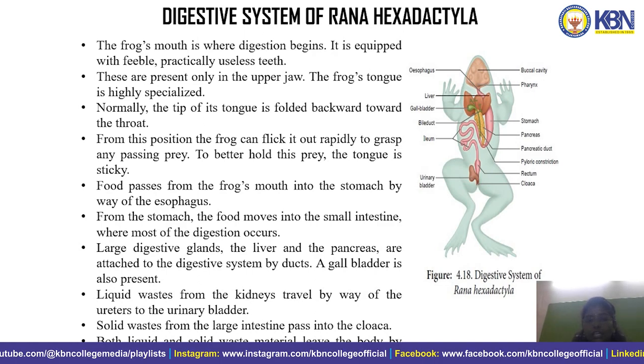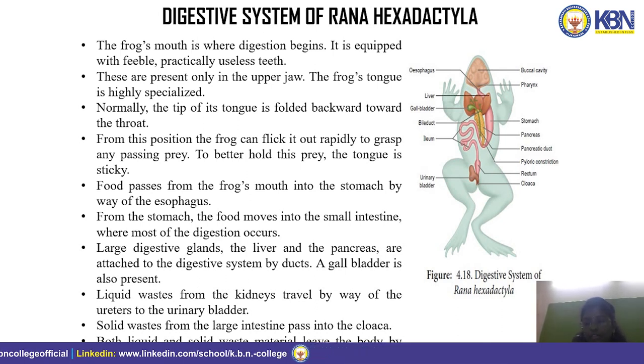The frog's tongue is highly specialized. It is the main organ that helps it to feed. Normally, the tip of its tongue is folded backwards towards the throat. From this position, the frog can flick it out rapidly to grasp any passing prey.